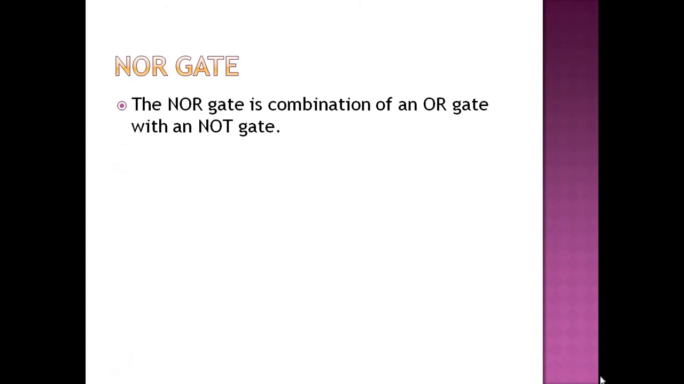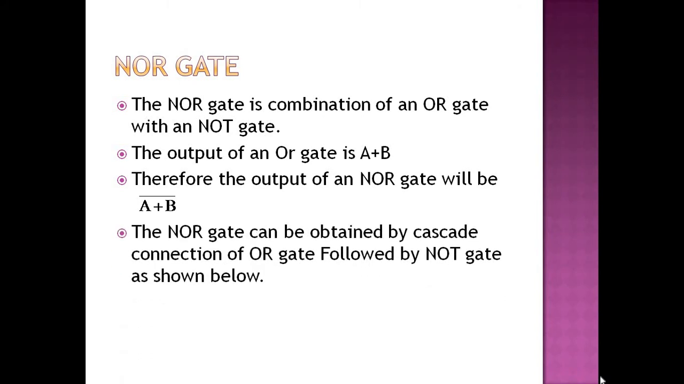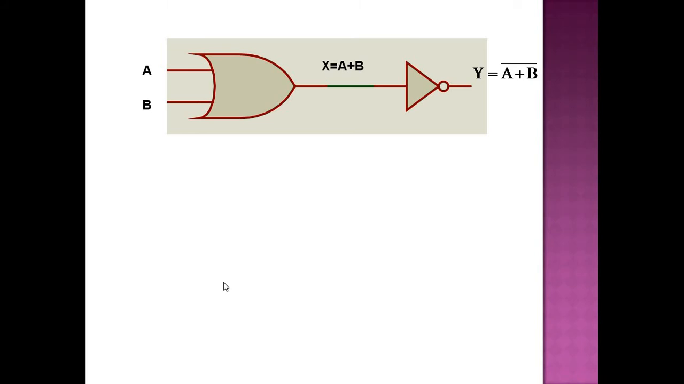Now we focus on the second gate, which is the NOR gate. Again, as the name indicates, it is the combination of OR gate with a NOT gate. The output of an OR gate is A plus B. Therefore the output of a NOR gate will be (A plus B) complement. The NOR gate can be obtained by cascade connection of OR gate followed by NOT gate as shown in the following figure. So in representing the diagram, we put one OR gate here.